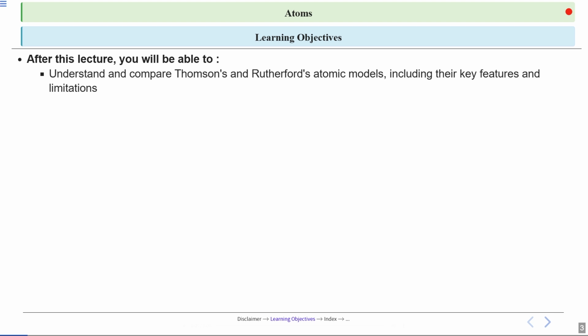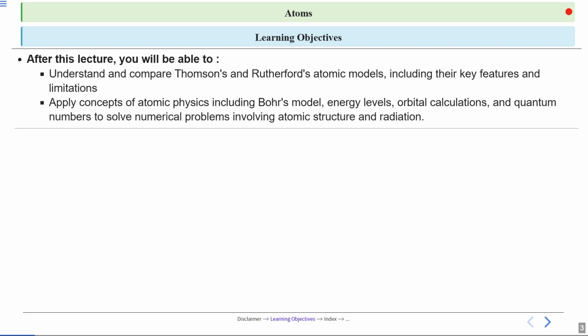You would be able to understand the difference between Thomson's and Rutherford's atomic models. You will also be able to understand the limitations and key features of both models. Next, you will be able to apply Bohr's model and other key concepts in atomic physics. You will learn how to calculate these energy levels, use quantum numbers to describe electron positions, and solve numerical problems involving atomic structure and radiation. This will help you apply these concepts to real-world physics problems.